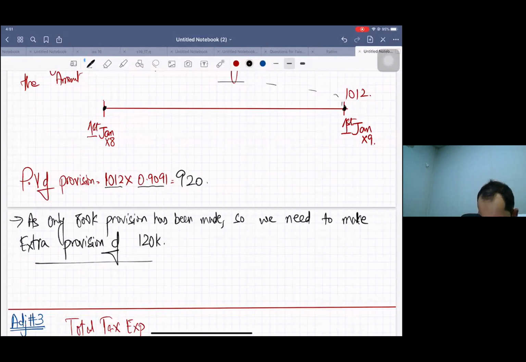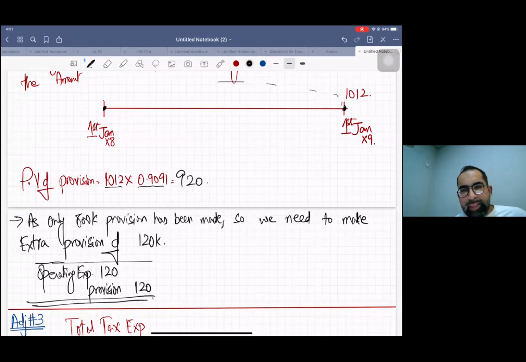So the entry will be P&L debit, or wait, they have already guided us that this should be booked in operating expenses. You can also write the debit P&L, or you can write operating expenses debit and provision credit. So this is the first entry which we need to make.